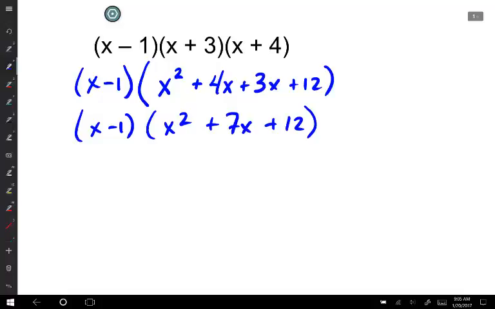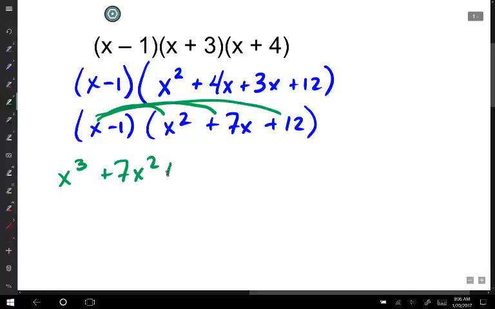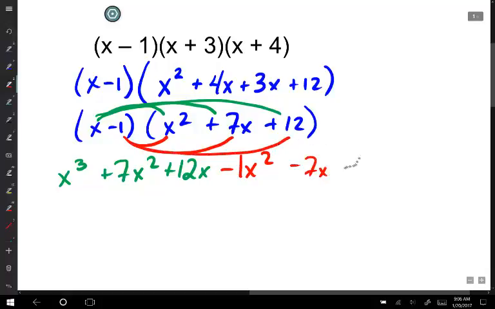Now we have a trinomial times a binomial. Now let's multiply the trinomial. Here we go. X times x squared is x cubed. X times 7x is 7x squared. X times 12 is 12x. Now the submarine side: negative 1x squared, negative 7x, negative 12.